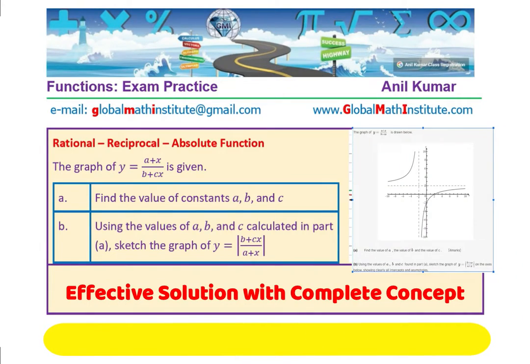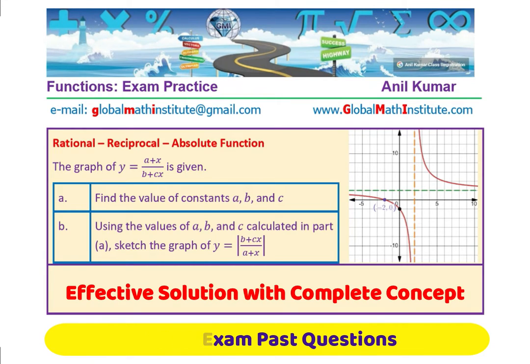In this video, we'll discuss a challenge question from an IBHL test paper. A rational function graph is given to us. We need to find its equation and then graph the reciprocal absolute value of the same. We'll understand the strategy to solve such questions with a similar example.